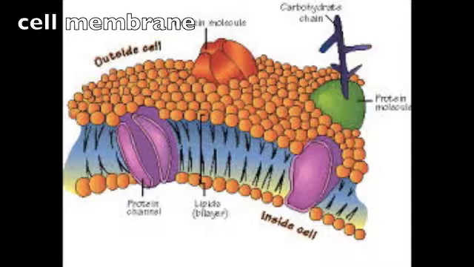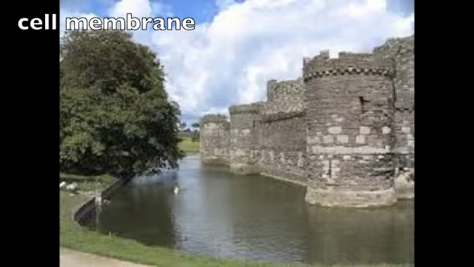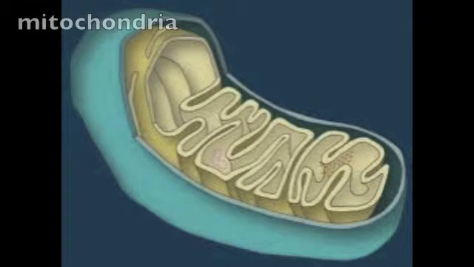The cell membrane is the cell protection, and it is an analogy to the moat which also protects the castle. The mitochondria breaks down food to give the cell energy, and the kitchen prepares food to give to the people.